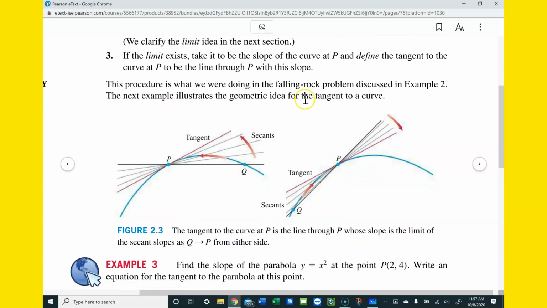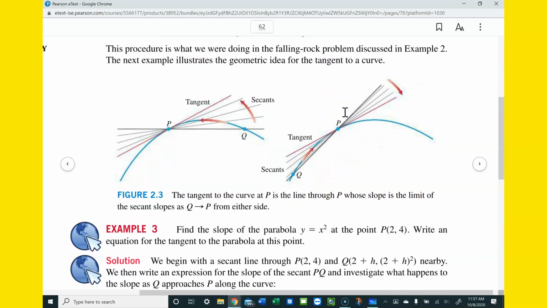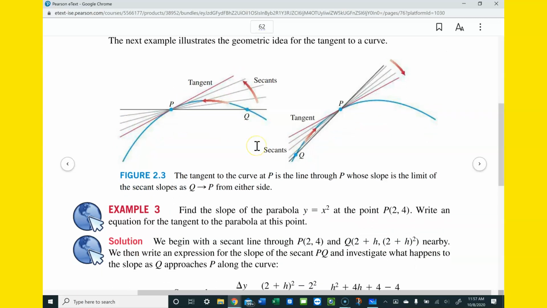This procedure is what we were doing in the falling rock problem in the previous example. The next example illustrates the geometric idea for the tangent to a curve. You can kind of see this illustrated what's happening here. Here's 2 points P and Q. And as you bring Q closer and closer to P, you can see the slope of the secant line is now approaching the slope of a tangent line to P.